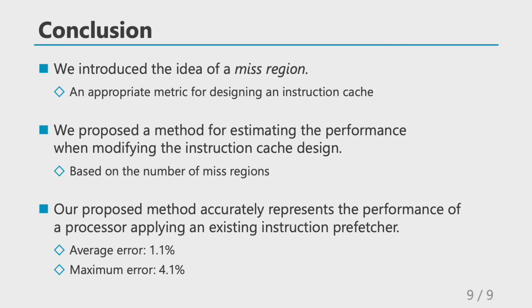I will conclude our presentation. We introduced the idea of a miss region, an appropriate metric for designing an instruction cache. We proposed a method for estimating the performance when modifying the instruction cache design based on the number of miss regions. Our proposed method accurately represents the performance of a processor applying an existing instruction prefetcher with an average error of 1.1% and a maximum error of 4.1%.